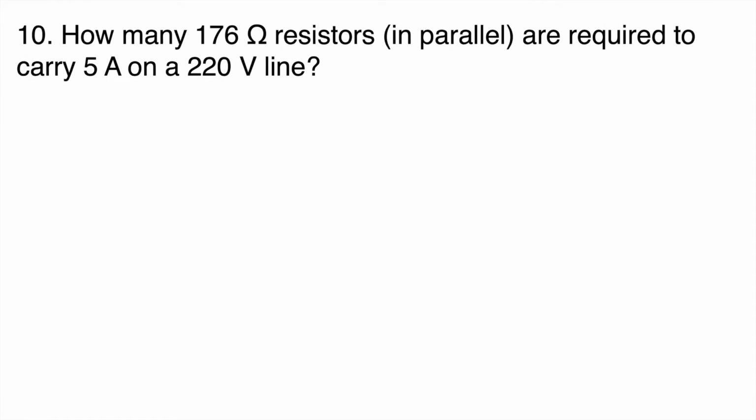Question number 10. How many 176 ohm resistors are required to carry 5 ampere on a 220 volt line? So we should find out here the number of resistors. Each resistor has 176 ohm, but how many resistors, that we should find out. And it is required to carry 5 ampere on a 220 volt line. So that many resistors of 176 ohm value will result in 5 ampere for a 220 volt line. So the number of resistors we can find out here.